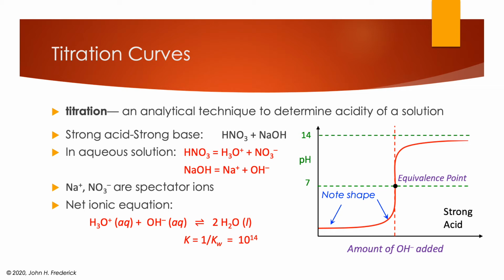Now the other thing I want to point out here is that the equivalence point occurs right at 7. That's neutral pH, that's the pH of regular water. And we always get this when we have a strong acid, strong base titration.